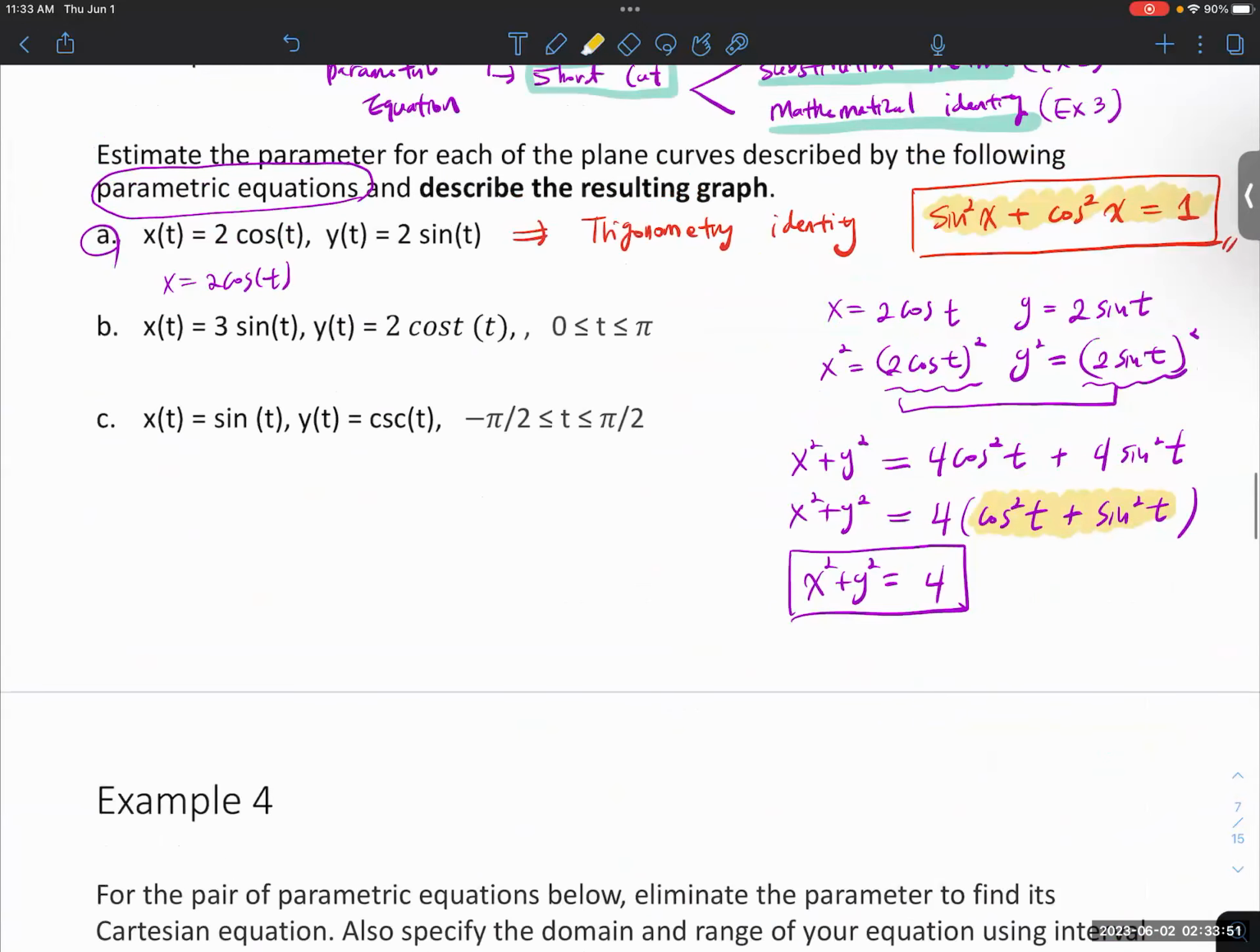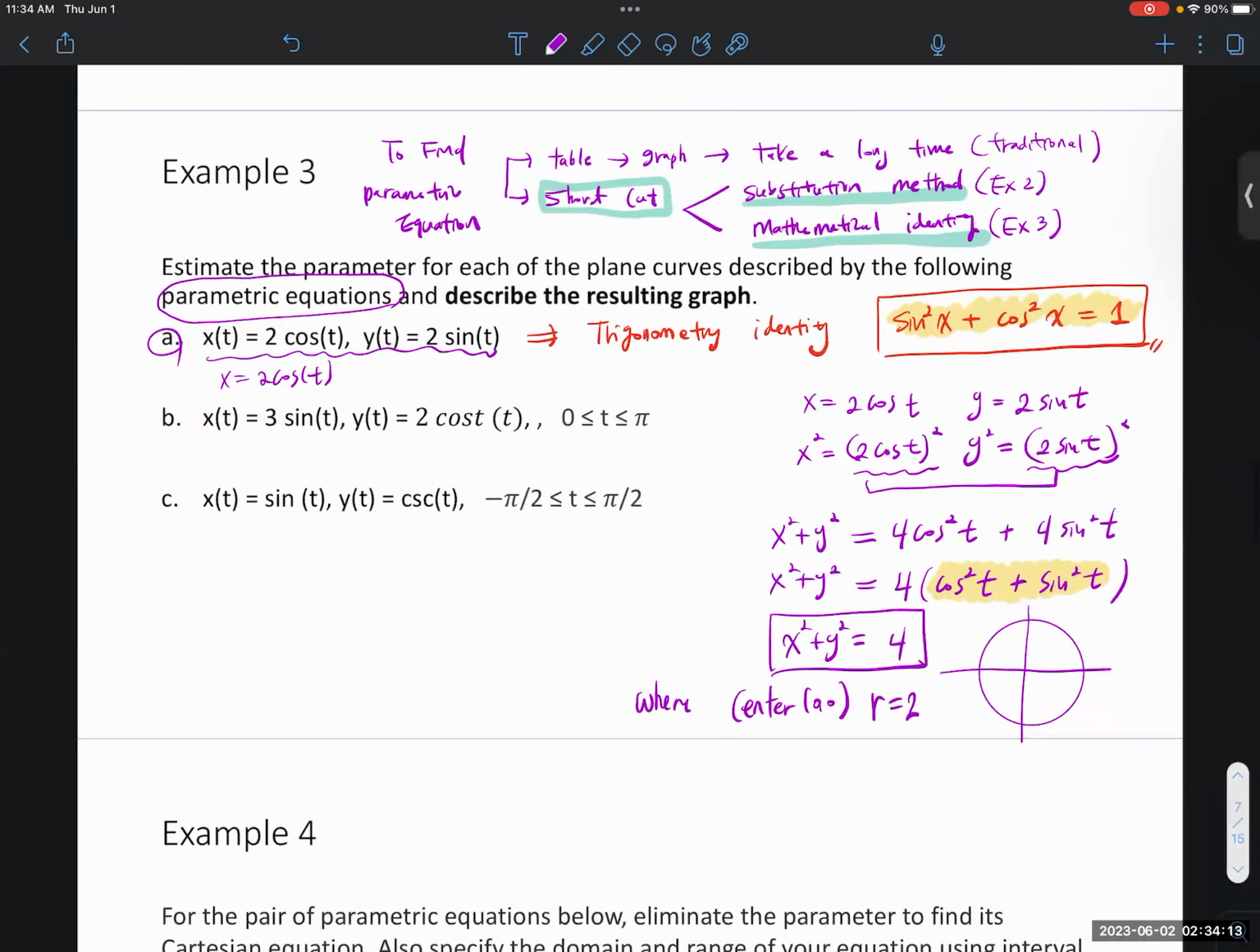We just found out. So what does it mean? These two functions, if you graph them in terms of t, are going to create a circle. So this is a circle function, at center (0, 0), radius 2. Because the circle equation, if you remember, is x squared plus y squared equals r squared.